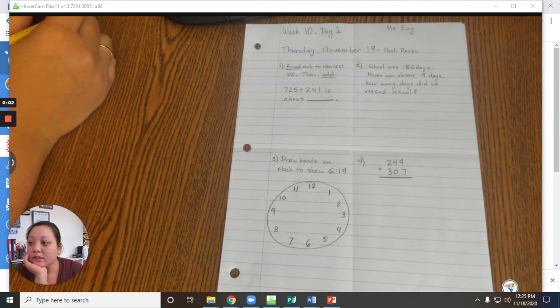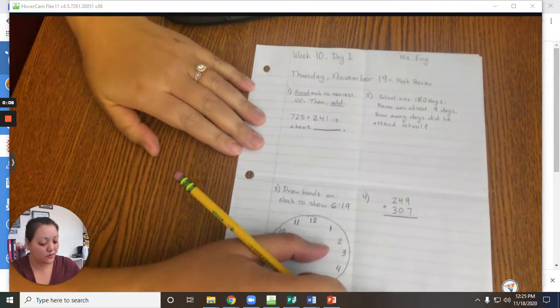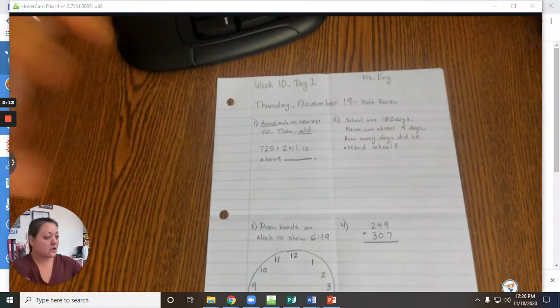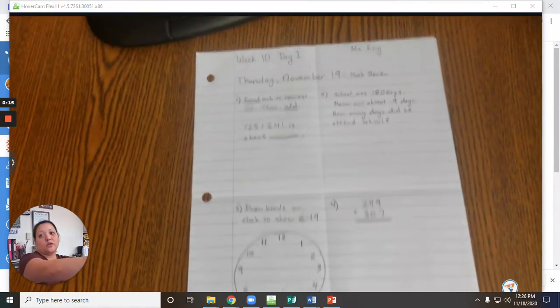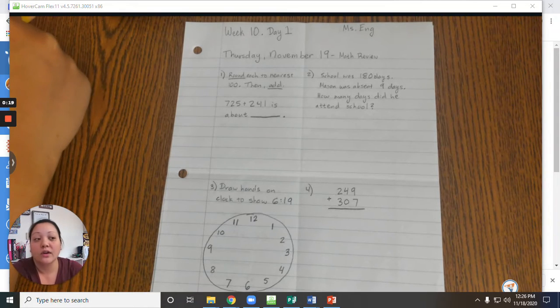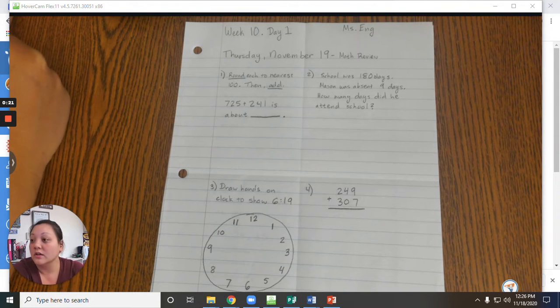Hello, my third grade friends, and we are doing the answers and review for week 10, day 1 of the math review. So, I sent home this packet at the last packet pickup, so you don't have to handwrite this out. You can solve just on that page as long as you show your work.